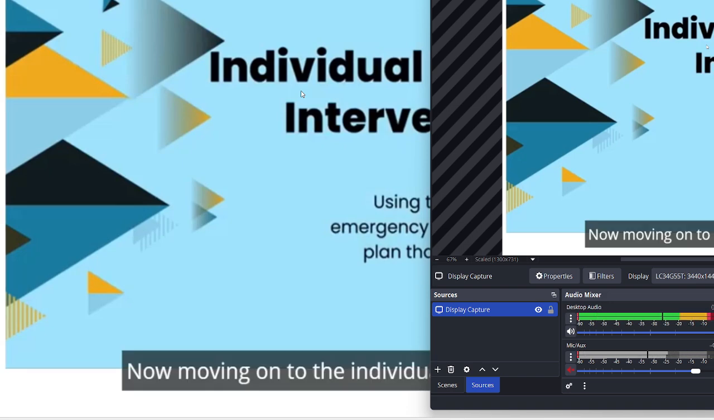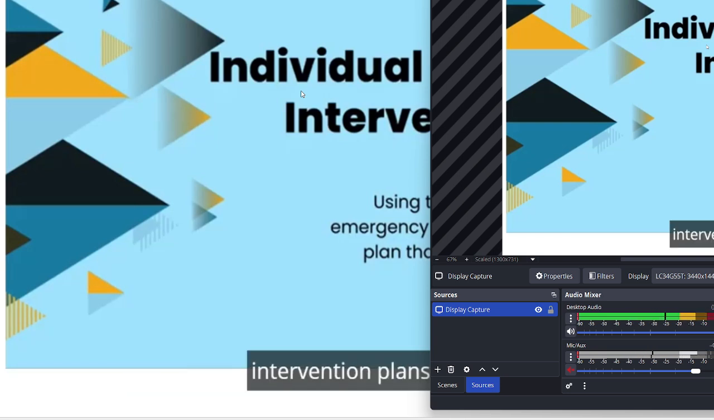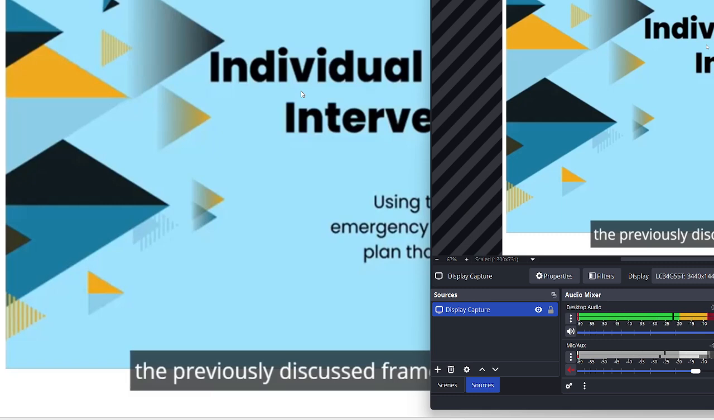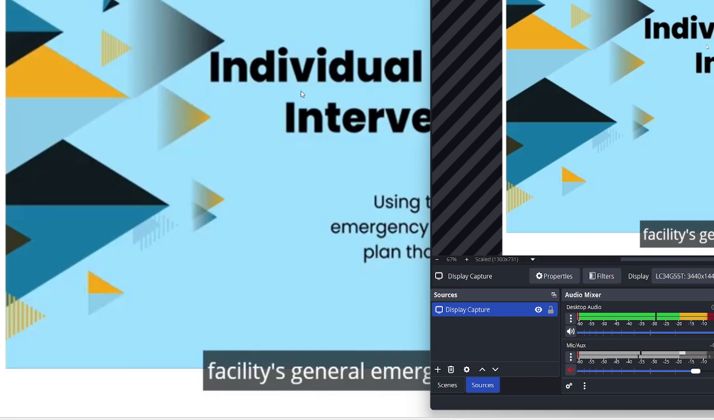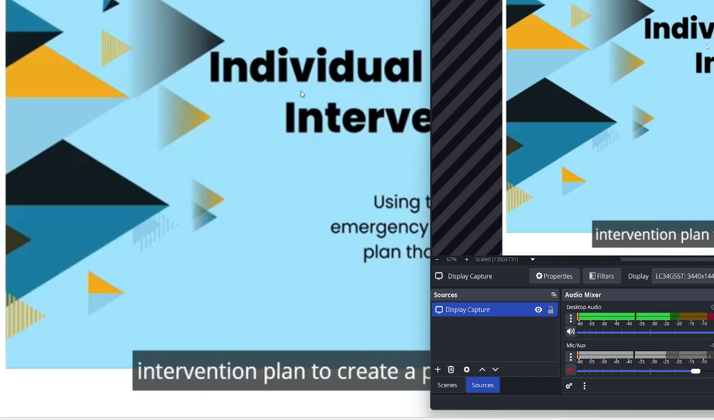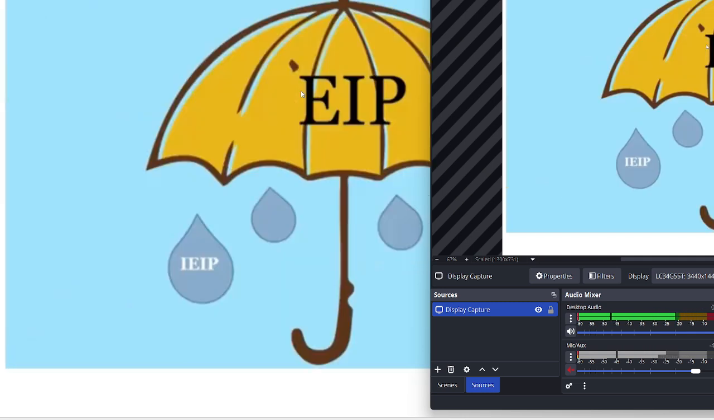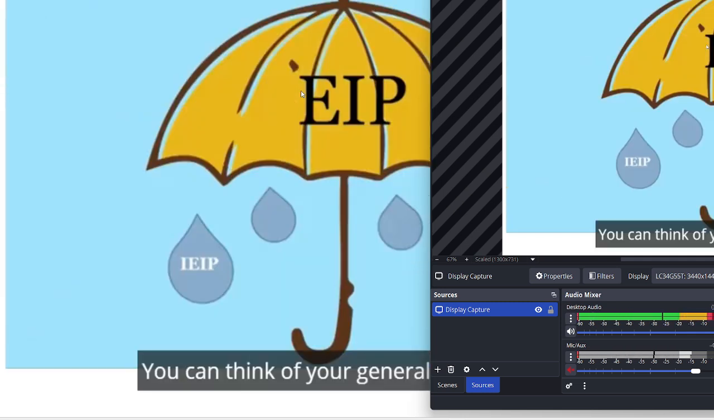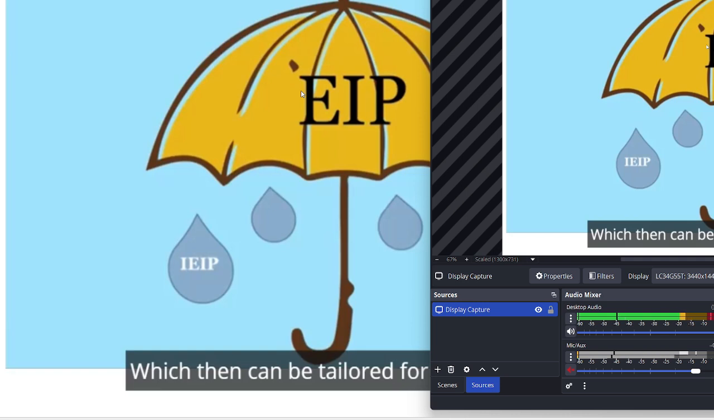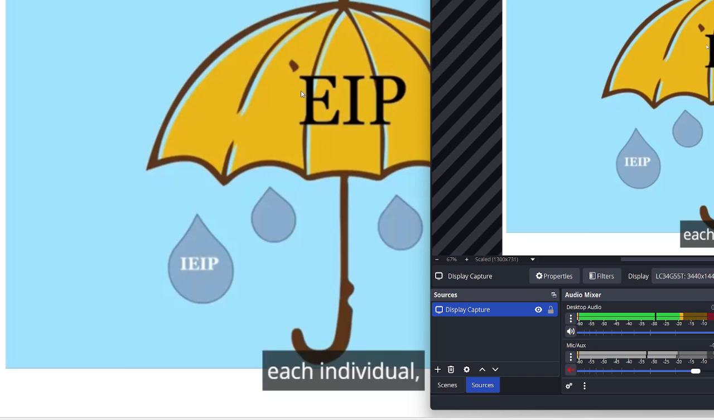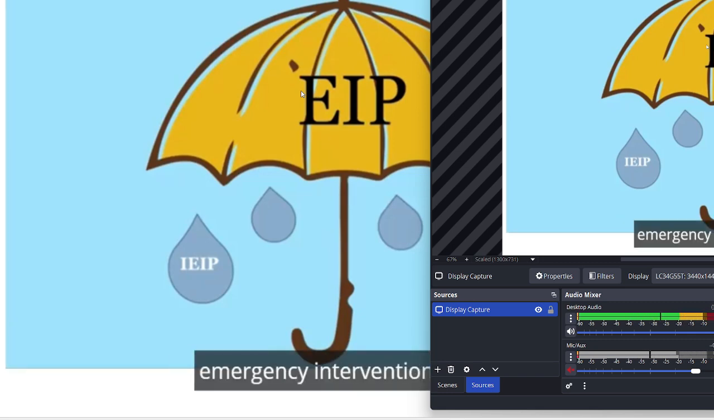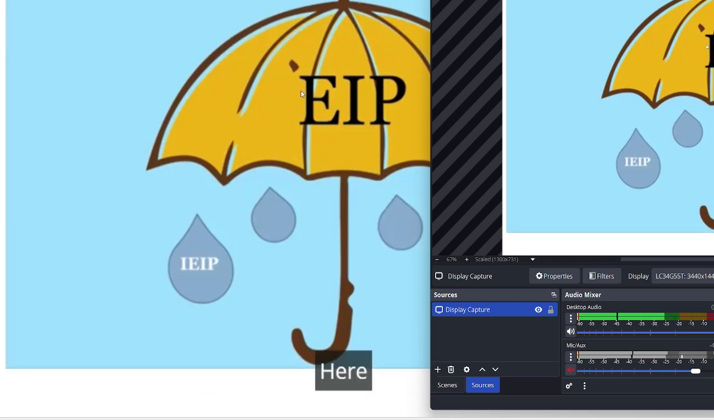Now, moving on to the individual emergency intervention plans. This is where we use the previously discussed framework of the facility's general emergency intervention plan to create a plan that has been specifically tailored to an individual. You can think of your general emergency intervention plan as an umbrella term, which then can be tailored for the needs of each individual, which then results in an individual emergency intervention plan.